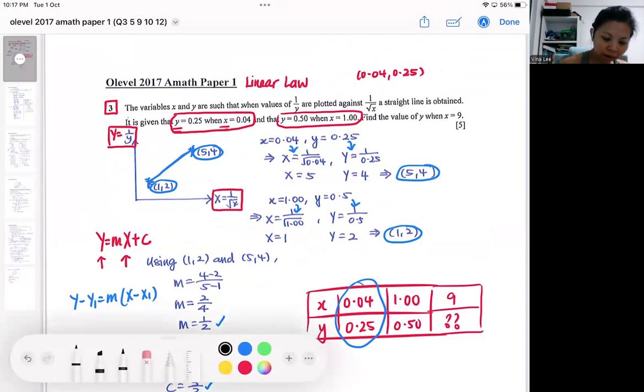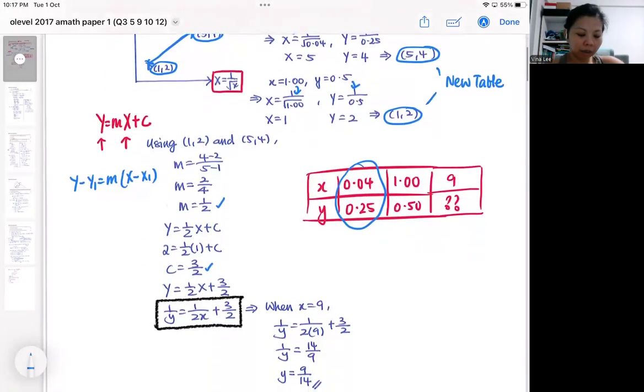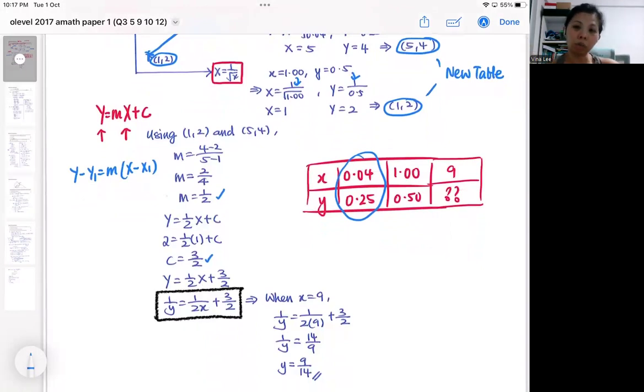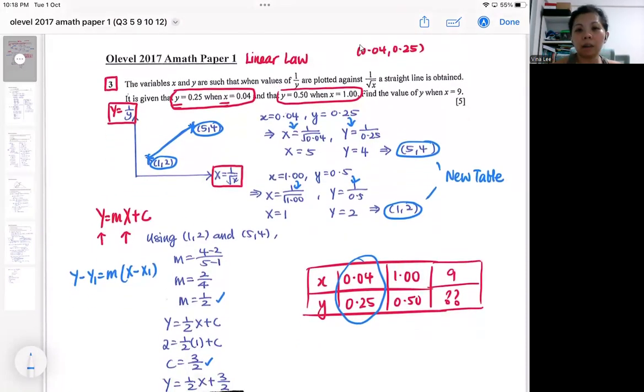So in a way, this one is what we'll call the new table. So if you are doing linear law on the graph paper, then these two are on the new table. So from there, I will find my capital Y equal mx plus c, and then return the capital X and Y to get the original equation that has not been linearized. So hopefully this clarifies this idea.